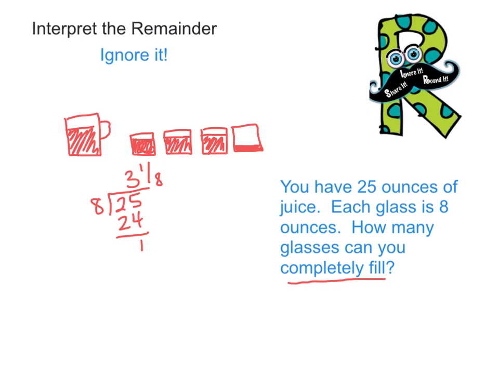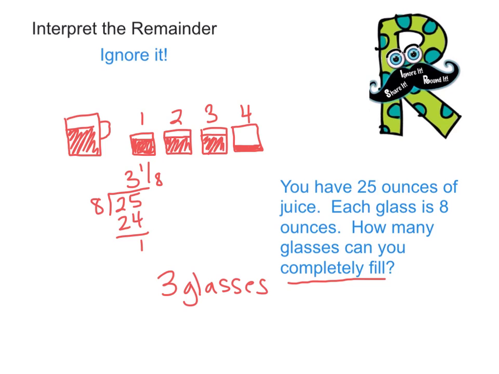Alright, so you can see here that I did the math, and it's pretty easy math because it's only 25 ounces, but we'll have bigger numbers in the homework. And when you divide 25 by 8, you can fill 3 cups. Here's 1 cup, here's the 2nd cup, here's the 3rd cup, but we don't have enough juice to do the 4th cup. So this would be an instance where you're going to ignore it because of the question that's asked. How many glasses can you completely fill? I can only completely fill 3 glasses. So you ignore the remainder at this point. All right, so you're looking for those words. How many can I fill? How many can I completely fill?